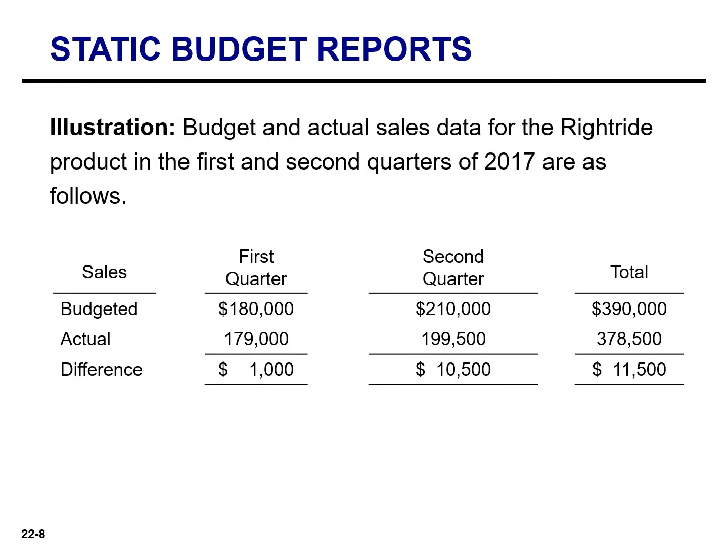To illustrate a static budget, we will use selected data prepared for Hayes Company in Chapter 22. In Chapter 22, in the first quarter, we budgeted $180,000 for sales, and in the second quarter, it was $210,000. We now have the actual results. The actual sales in the first quarter were $179,000 and $199,500 in the second quarter.